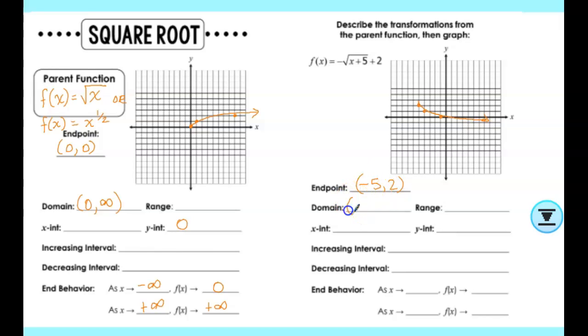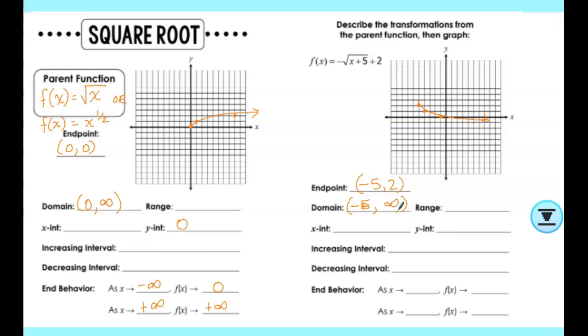Our domain is from, there's nothing past negative 5 on the x's. Remember, domain is just for the x values. So there's nothing over here, nothing over here. The domain doesn't start until we hit negative 5. So it goes from negative 5 to positive infinity.